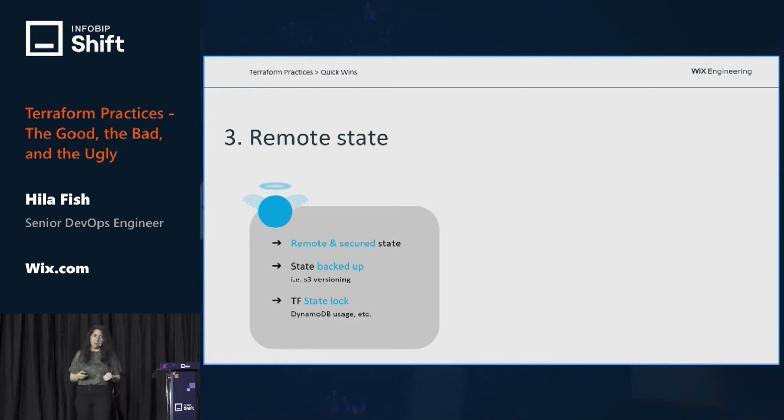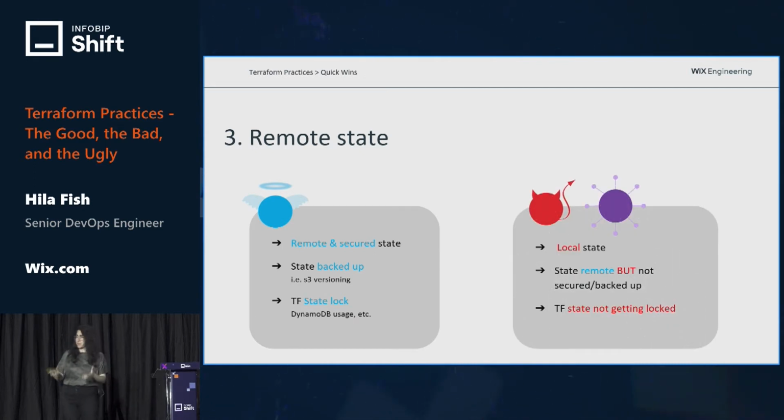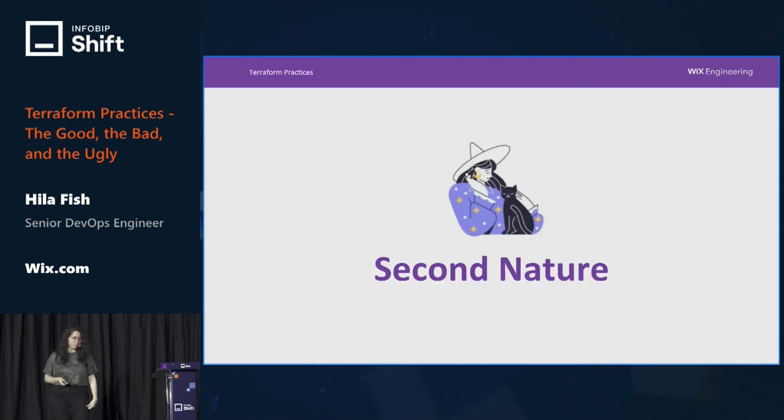So try to avoid that and have state lock, so everyone runs it and the state gets locked when it runs. And basically, the other way around is the ugly and the bad: local state, or state that is remote but not backed up and not secured, and the state doesn't get locked during a run. Okay, so these were quick wins, and really, there are simple things that you can implement in order to be best and achieve great things with Terraform.